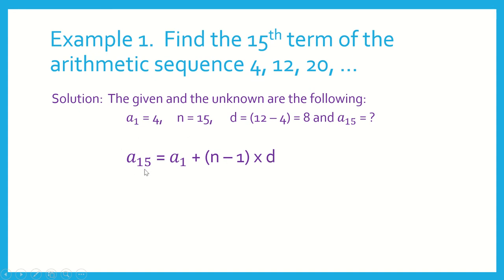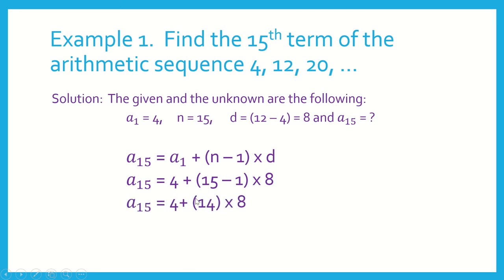So a sub 15 is the unknown, a sub 1 will be 4, and then n is 15, minus 1, times the d, which is 8. Take note, in performing the operation here, based on the rule of operations, we have to start first inside the parentheses. So our answer will be 4 plus 14, that is 15 minus 1, times 8.